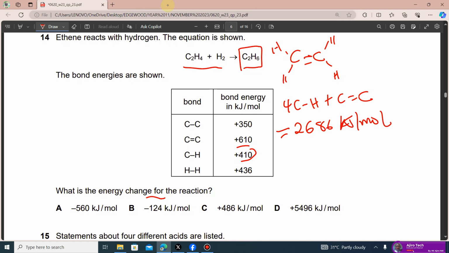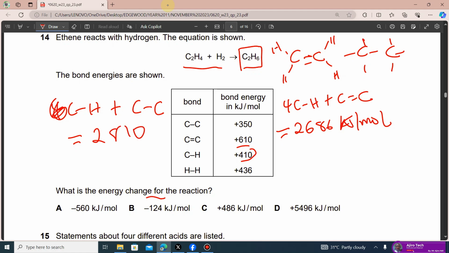Okay, and then for the energy required to form the product, C2H6 means there are 6 CH bonds, and 1 carbon single bond. Sorry, there are 6 CH bonds rather. 6 CH bonds, because if you draw C2H6, you see that 3 hydrogens are each attached to a carbon. So 3 here, that's 6. So if you add this up, 6 times CH bonds plus carbon single bond, you have 2810 kilojoule per mole. So this is for forming the product, and this is for breaking the bonds.